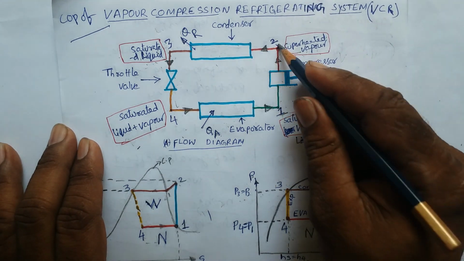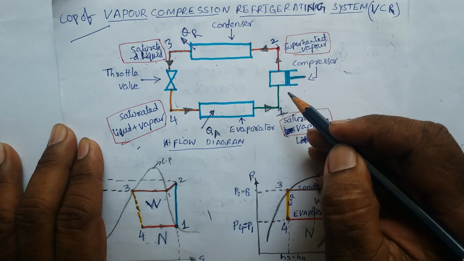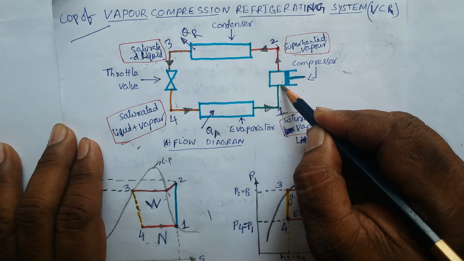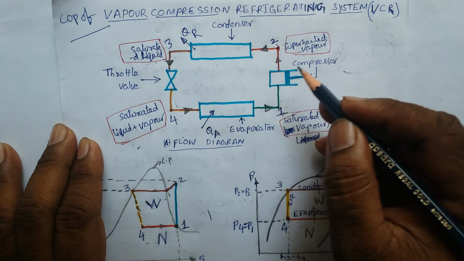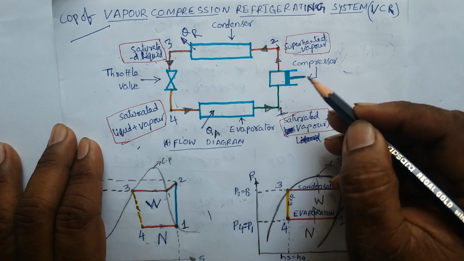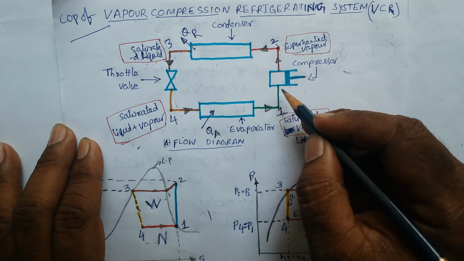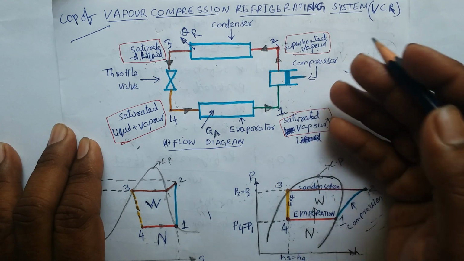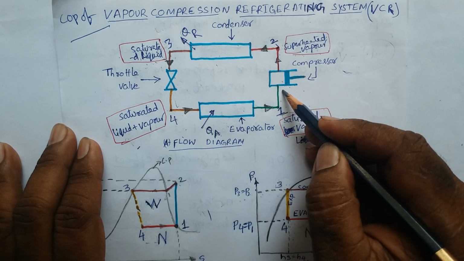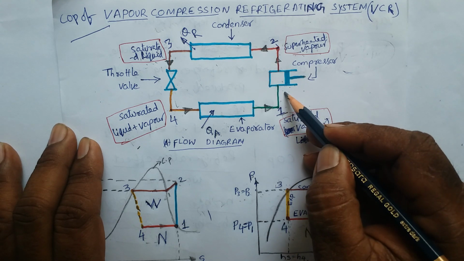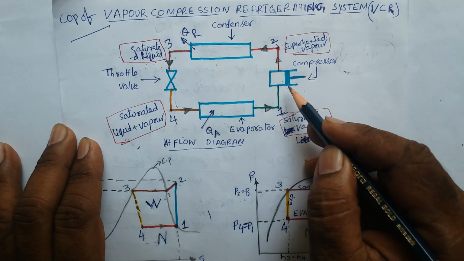1 to 2 is compression, that means isentropic compression, because no heat is supplied to the system or rejected from the system. This is called an isentropic process, a reversible adiabatic process. In a reversible adiabatic process, nothing but an isentropic process, no heat is supplied to the system. So 1 to 2 we can call isentropic compression.